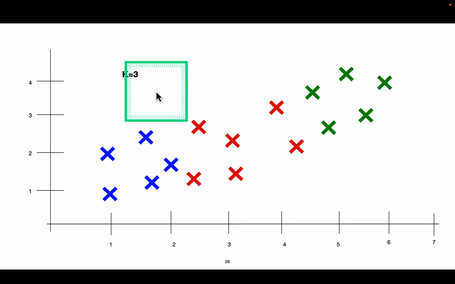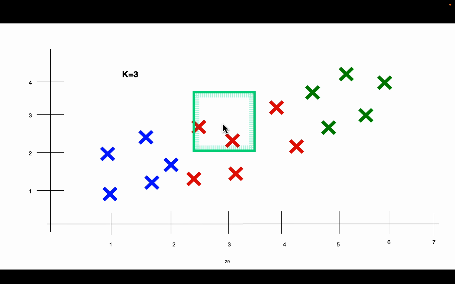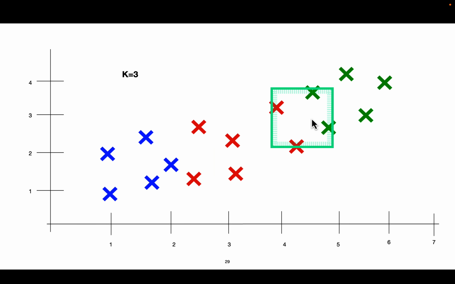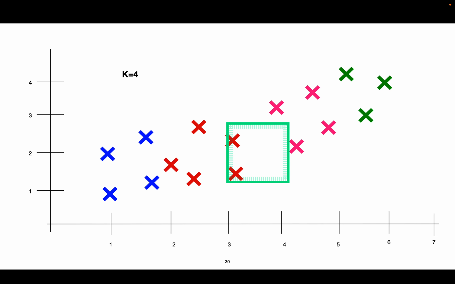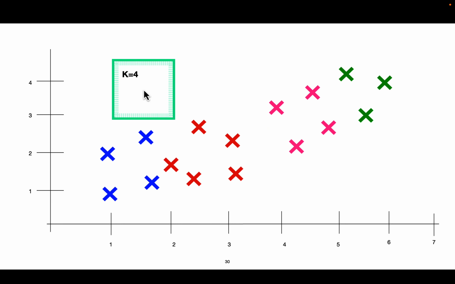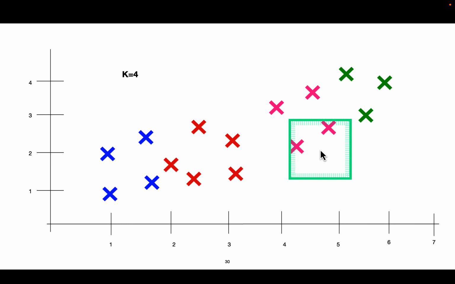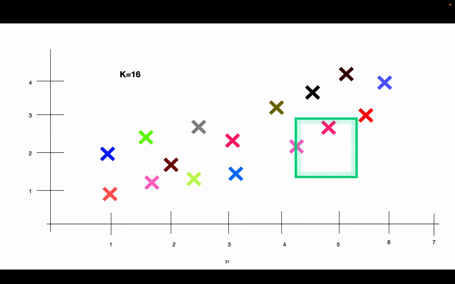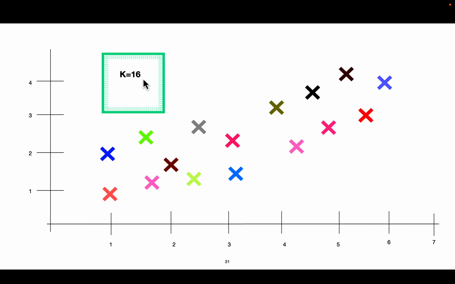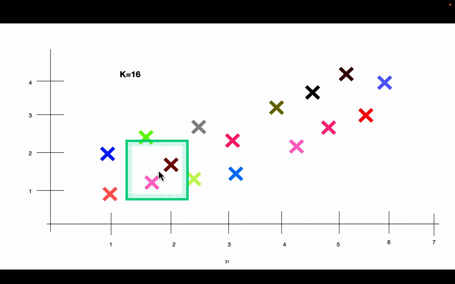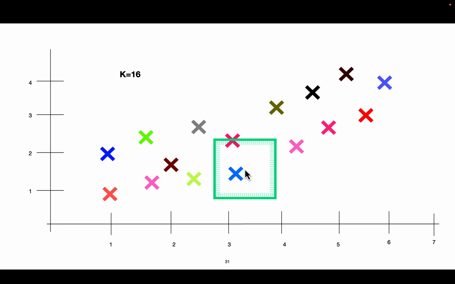So what if we want k equal to 3? For k equal to 3, it may look something like this: blue, red, green. And what if we have k equal to 4? It may look something like this, with a pink cluster being added. And you can go to the extreme, and I can ask for k equal to 16. We have 16 data points, so every data point has its own cluster.